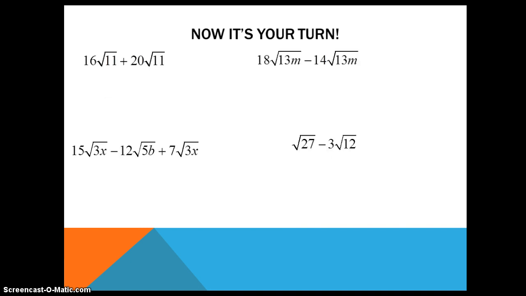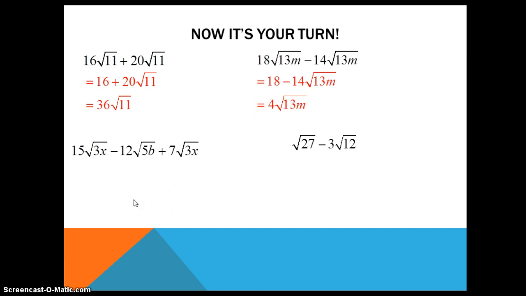It's your turn now. Pause the video and try these 4 examples. First one, we're going to just add the numbers in front. 16 plus 20 is 36 square root 11. Second one also already has like variables, so we're just going to subtract the terms in front. 18 minus 14 gives me 4 square root 13m.